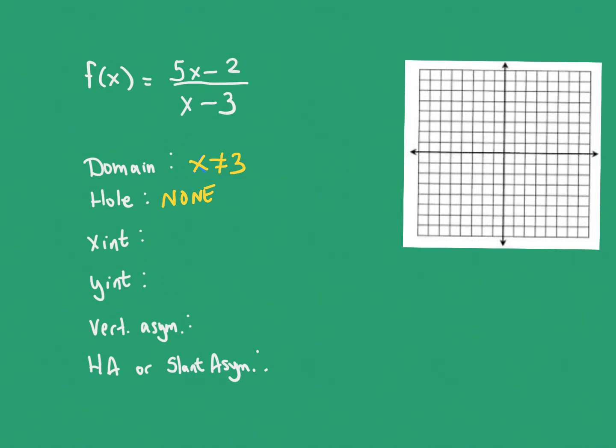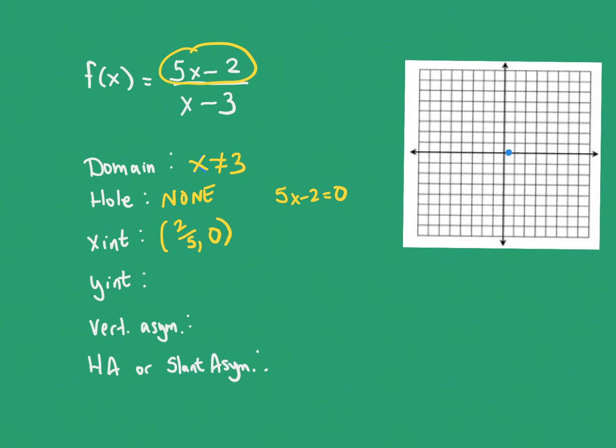Now, x-intercepts, recall, we're trying to make the top equal to 0, so we're trying to find out what makes 5x minus 2 equal to 0. So add 2, divide by 5, that is going to be 2/5, comma, 0. So a point really, really close to the y-axis. So we'll put it right here.